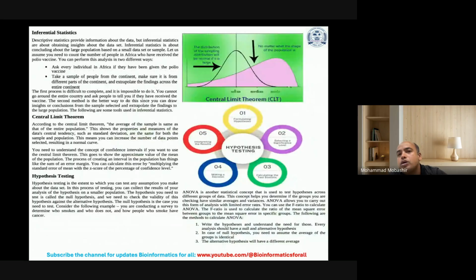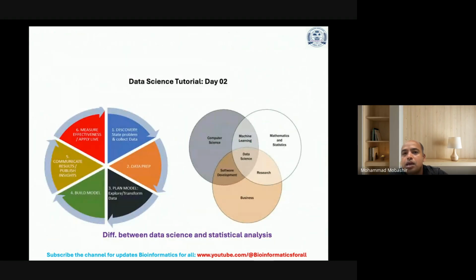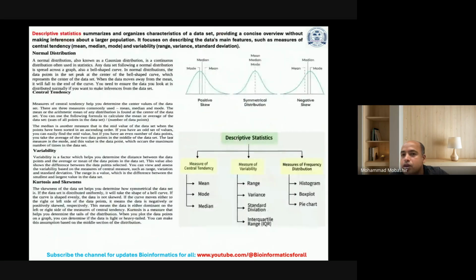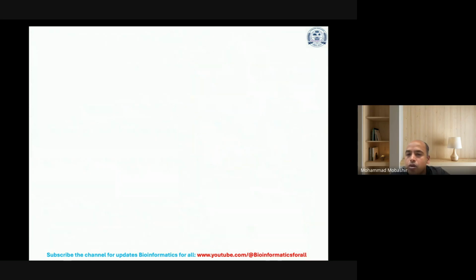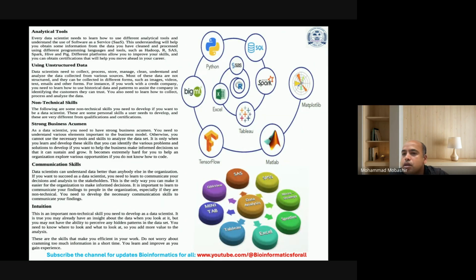And that's overall what you need to know about data science and to enter into a data science company or job. And that's overall. Thank you very much.